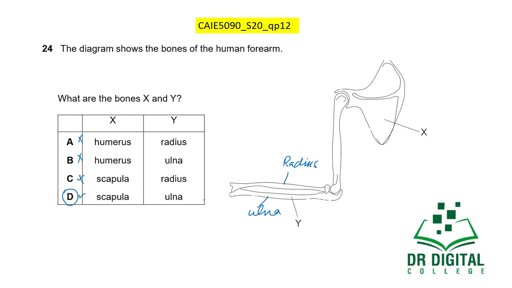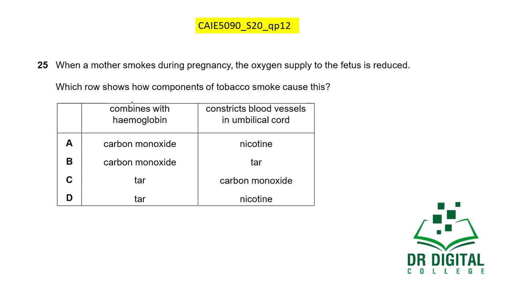In this question, when a mother smokes during pregnancy, the oxygen supply to the fetus is reduced. Which row shows how components of tobacco smoke cause this? Combine with hemoglobin? Yes, carbon monoxide will combine with hemoglobin. So A can be correct, B can be correct, C and D are wrong because tar is not joining with hemoglobin.